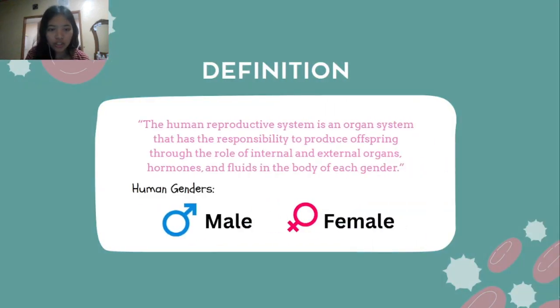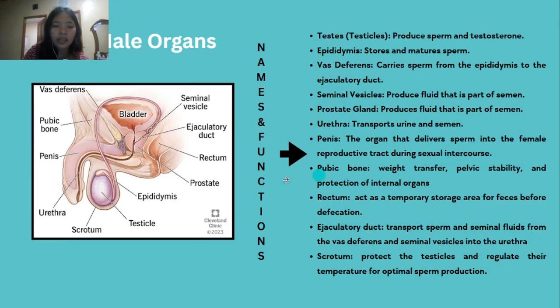The definition: the human reproductive system is an organ system that has the responsibility to produce offspring through the role of internal and external organs, hormones, and fluids in the body of each gender. Human genders are divided into two, namely male and female. And this is the picture of male reproductive organs.